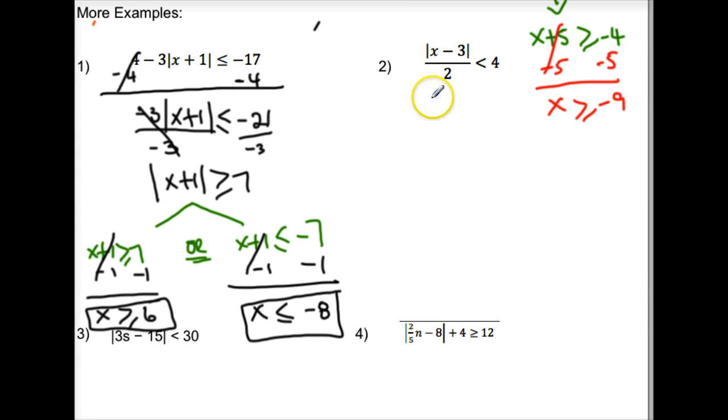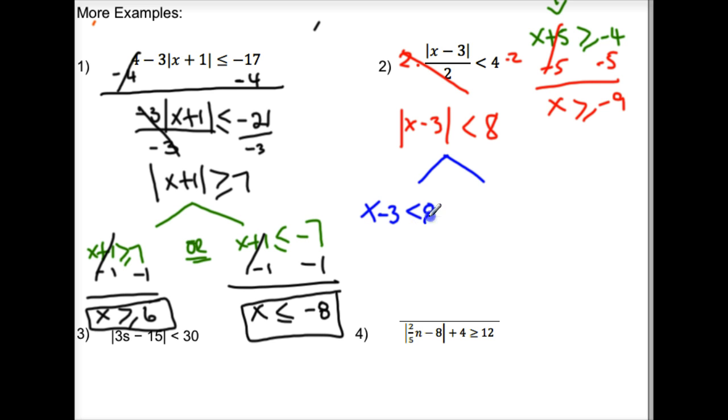Now here, absolute value of x minus 3 divided by 2 is less than 4. Again, get my absolute value by itself, so I want to get rid of my denominator. I will multiply by 2 on both sides, and I'm left with absolute value of x minus 3 is less than 8. Now I don't even need to do anything else because I have everything in my absolute value on one side. Break these up. X minus 3 is less than 8, or x minus 3 is greater than negative 8.